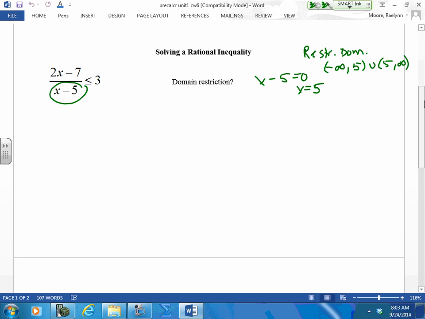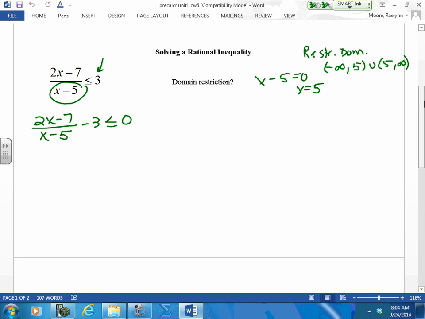Now, notice the next step on this says set the inequality to 0. Everything has to be on the left-hand side. So we have to take this one over here, and we have to move it to the left-hand side. So subtract 3. Good. Now we have a little problem.